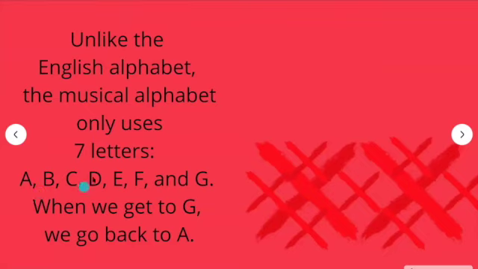A, B, C, D, E, F, G. A, B, C, D, E, F, G. A, B, C, D, E, F, G. Now I know my ABCs. Next time, won't you sing with me? All right, so once we get to G, we go back to A.